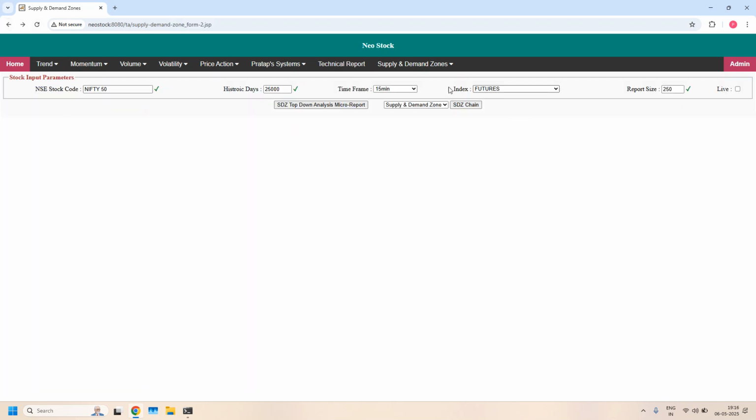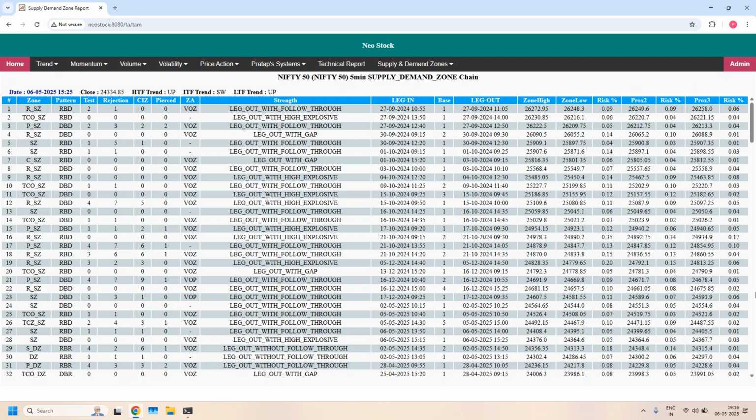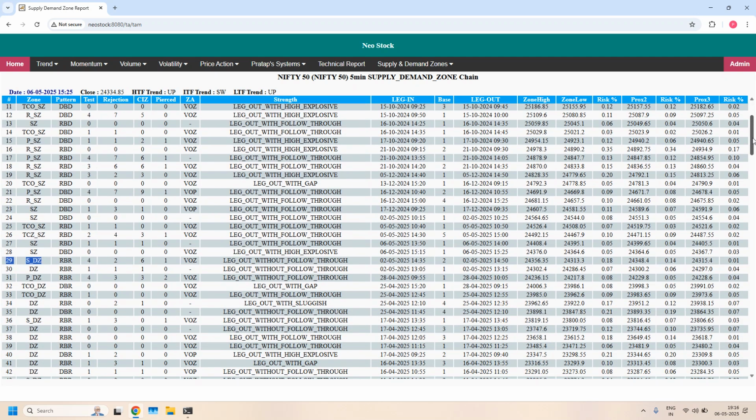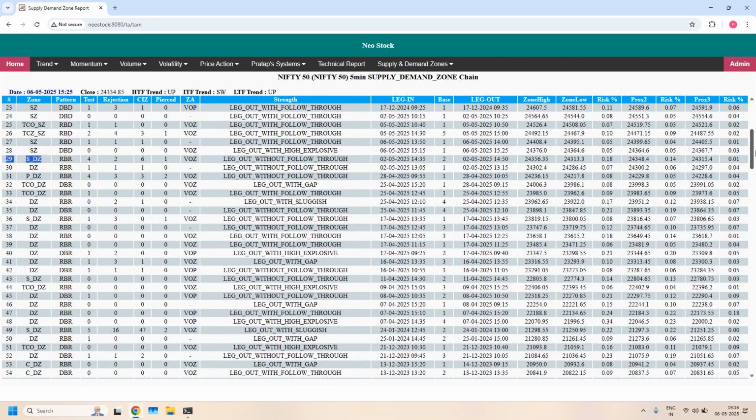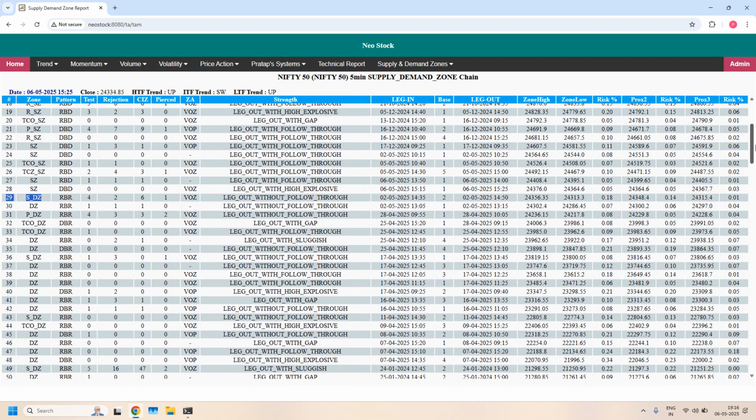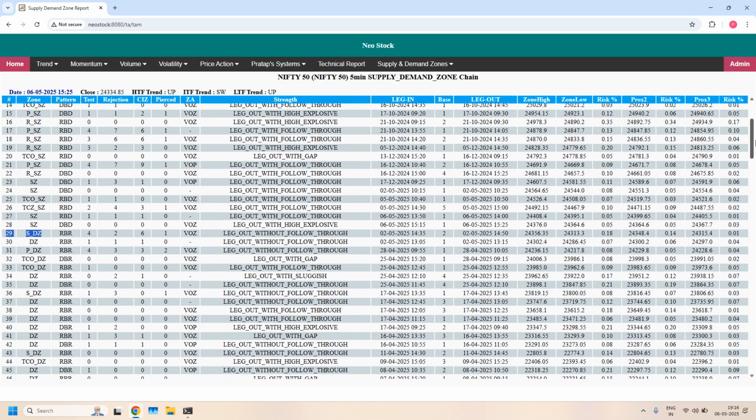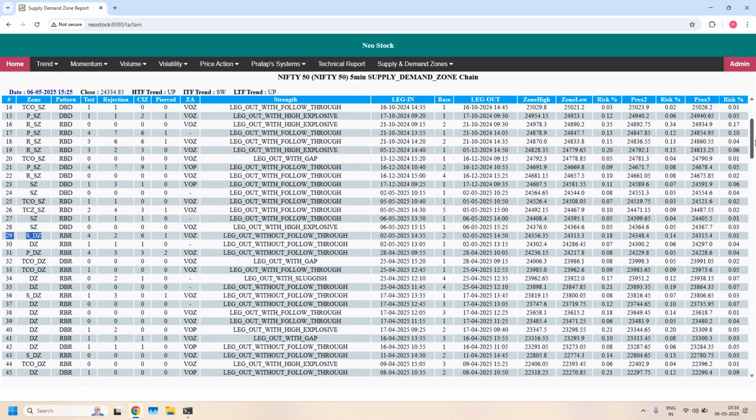Okay, next, generating 5 minute supply demand zone chain for Nifty. And the nearest demand zone to the current closing price is serial number 29. Remaining all are supply zones. So I am adjusting the nearest demand and supply zones in the middle of the page. Okay. So this is about Nifty supply demand zone chain.